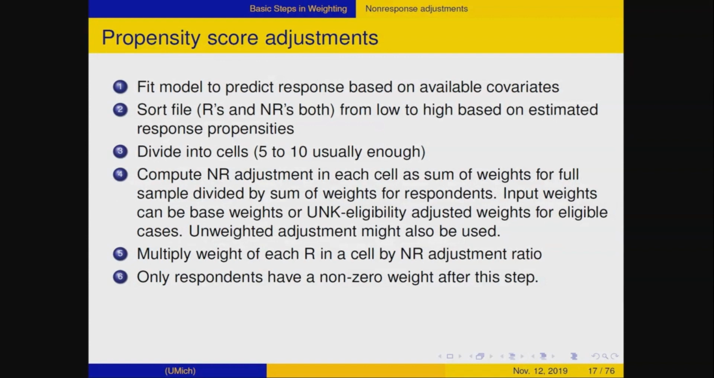You could fit, if you like, another binary regression like Probit or complementary log-log. You can do one of those. The difference is pretty small, typically. Now, you could just use the inverses of those estimated probabilities for the respondents and divide the base weight by that probability, and you've got an adjusted weight.